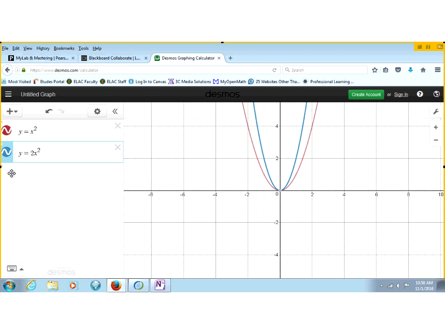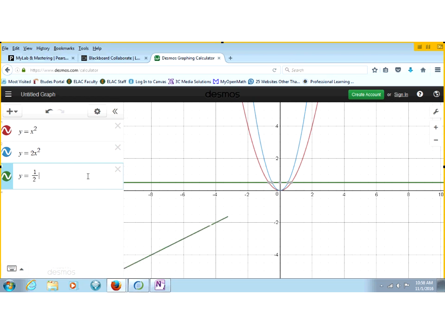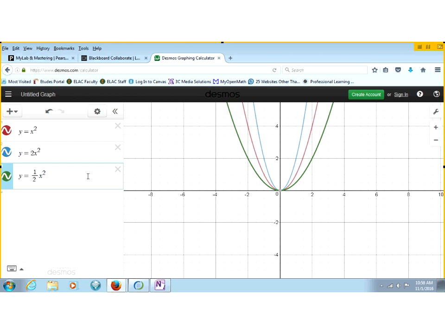Y equals 2x squared. Now, it's wider if you have y equals one half x squared. There's my x squared. Do you see it? The green one is wider. So far so good. Okay.